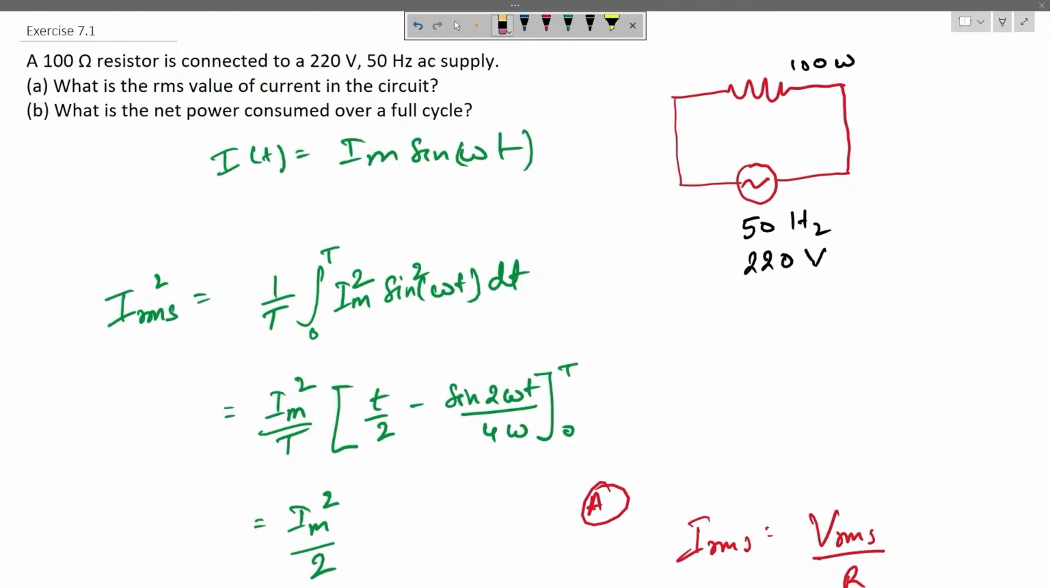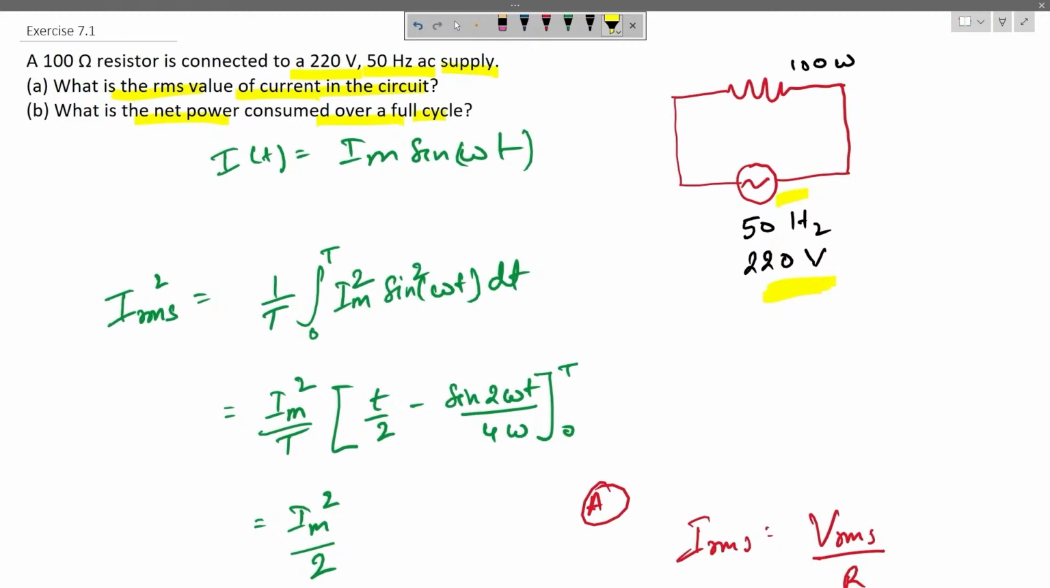The question says that a 100 ohm resistor is connected to a 200 volt 50 Hz AC supply. What is the RMS value of the current in the circuit, and what is the net power consumed over a full cycle? Now if we try to represent it in a circuit diagram, it is like this. This is the AC supply of 50 Hz and 220 volt. Unless specified, this voltage is in the RMS form, and there is a resistor of 100 ohm which is connected to the circuit in a series circuit.